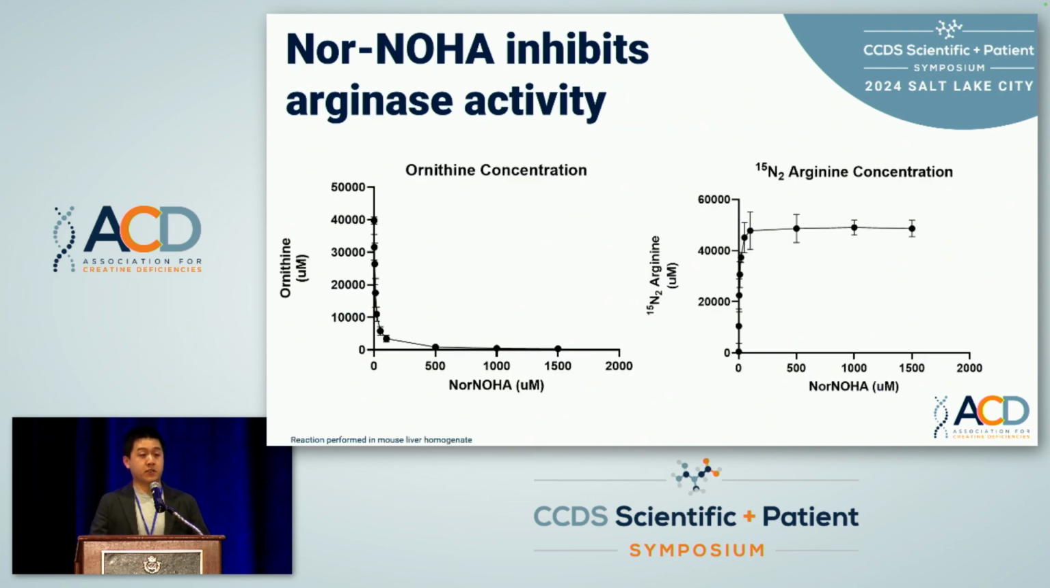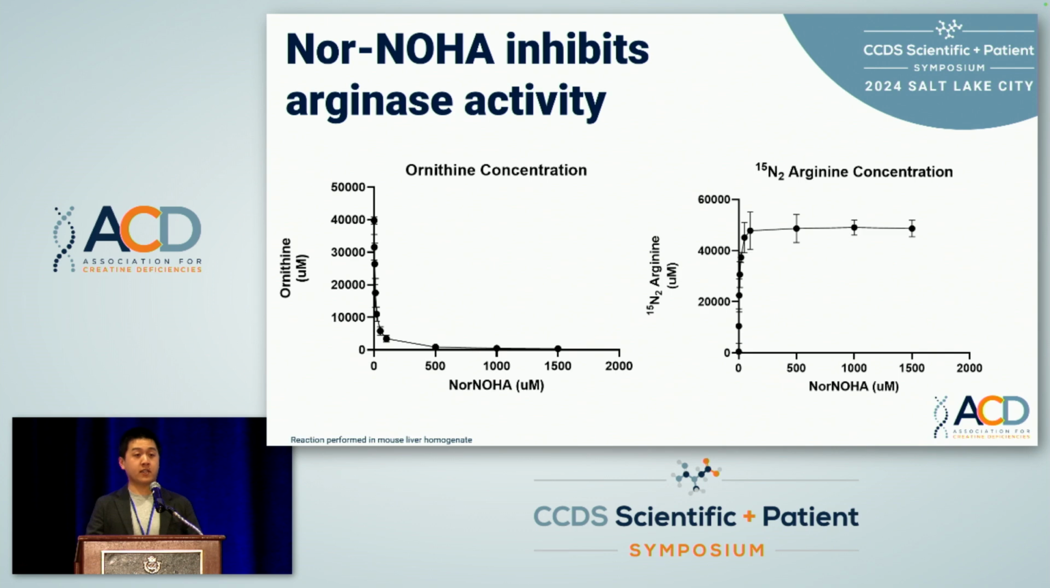Now, to deal with the high concentrations of arginase present in the liver, we counteracted its effects with a compound known as nor-NOHA, which is an arginase inhibitor. To test how effective nor-NOHA is at inhibiting arginase, we performed this reaction in mouse liver homogenates, added different amounts of nor-NOHA, and looked at how much ornithine and arginine are present in the reaction. If you look at the panel on the left, we can see that with increasing amounts of nor-NOHA added, we have reducing amounts of ornithine being generated, with a plateauing at around 500 micromolar.